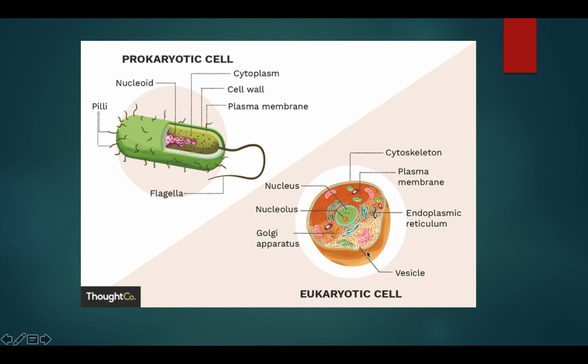Whereas look at the eukaryotic cell, it's much more complex. This is the endoplasmic reticulum. This is the mitochondria, and various other lysosomes and everything. So it has a well organized structure.